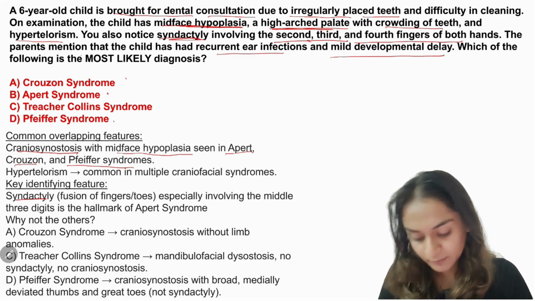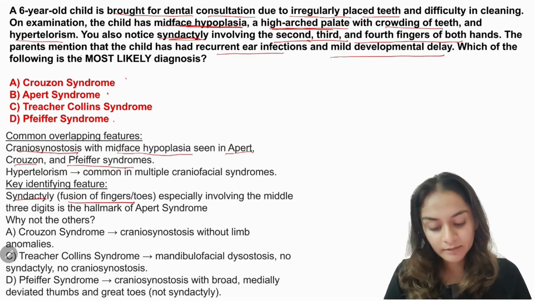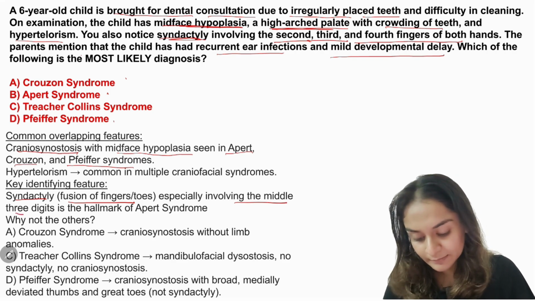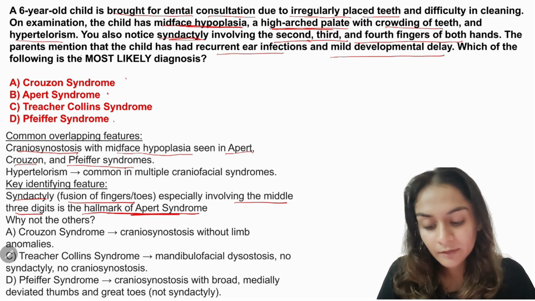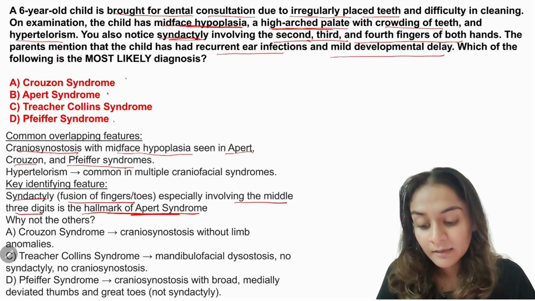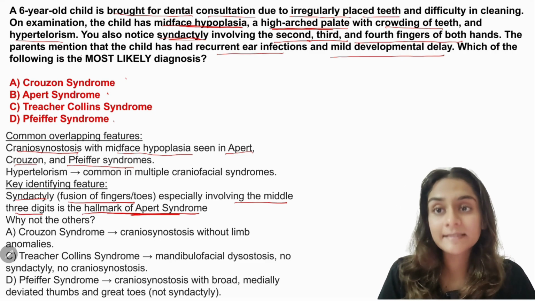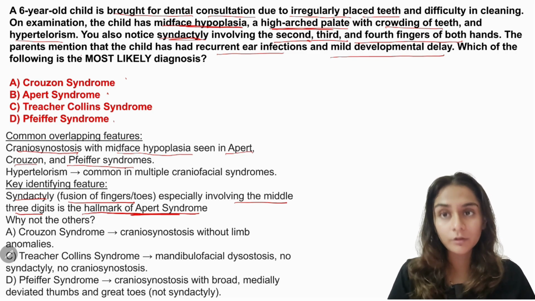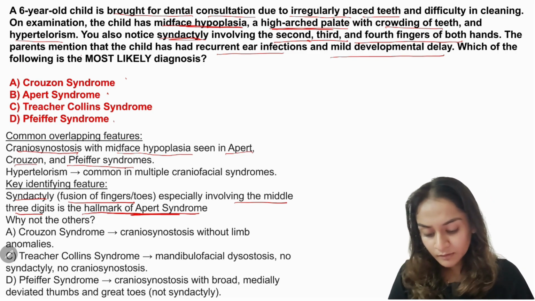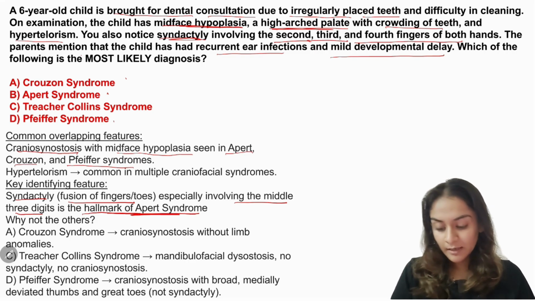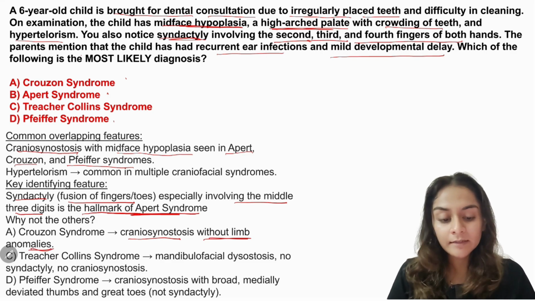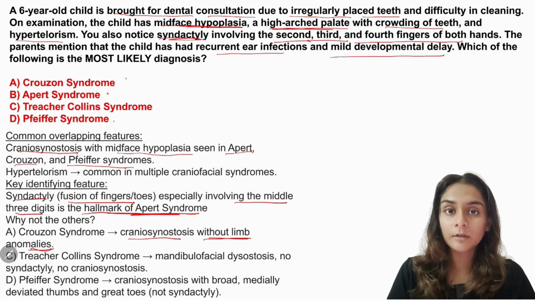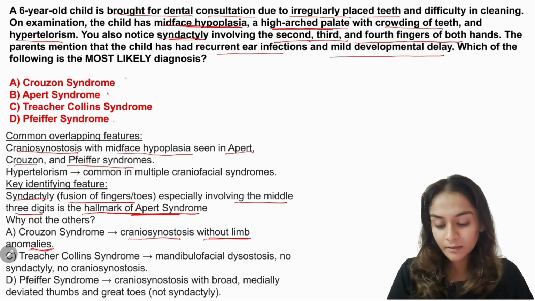That is syndactyly, fusion of fingers and toes, especially involving the middle 3 digits, is the hallmark of Apert syndrome. So in the question they have mentioned that the child has syndactyly involving the second, third and fourth fingers of both the hands. Now why are the other options not correct? In Crouzon syndrome, there is craniosynostosis without any limb anomalies. So over here it has been mentioned that the child has limb anomalies. So Crouzon syndrome is eliminated.